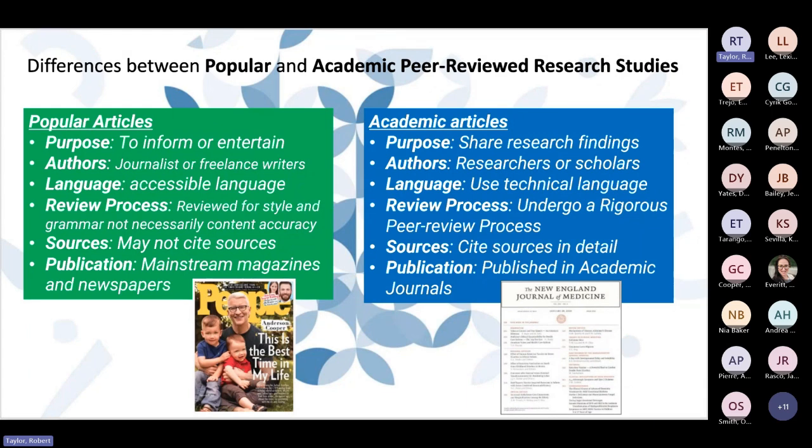And I just wanted to provide you a little picture there. The New England Journal of Medicine has been basically the same cover for the last 100 years. It's just a table of contents, whereas People magazine is meant to entertain and inform with nice pictures and color.